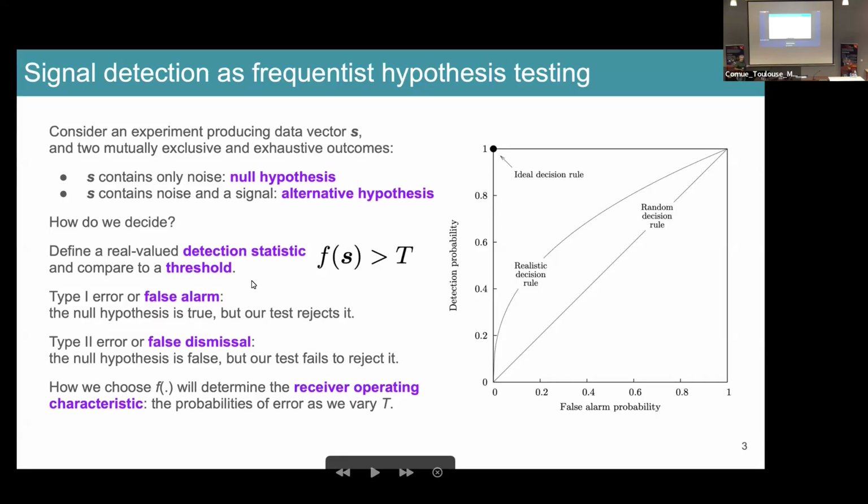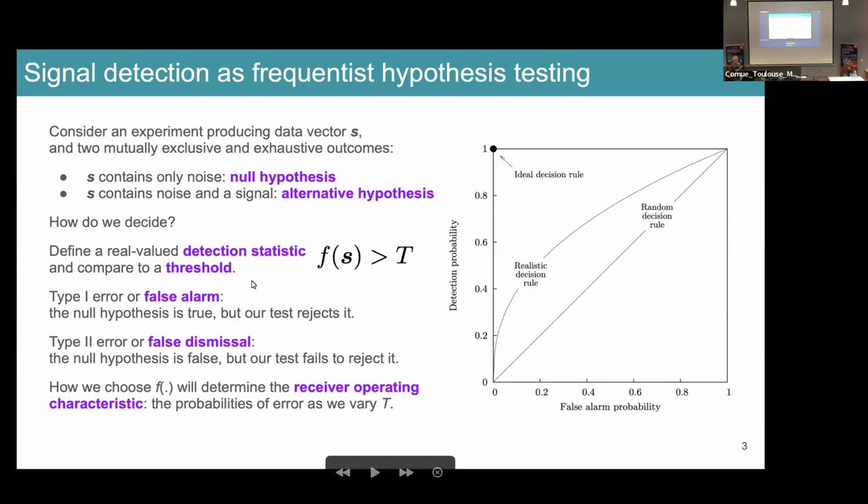Now, the decision that we will make in this way will in general not correspond to reality. We can make two types of error. We can make a false alarm, or a type 1 error, which happens when the null hypothesis is true, is physically true, but we fail to accept it. So we make the wrong decision. The other type of error is a type 2 error, or sometimes called a false dismissal, in which the null hypothesis is false. So we have a signal in the data, but our test fails to reject it. And this uncertainty is the result of detector noise.